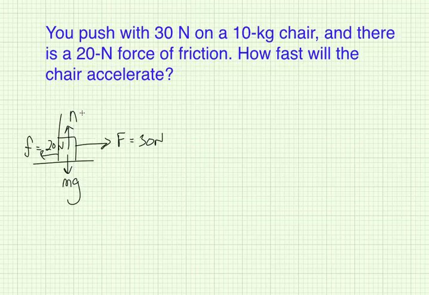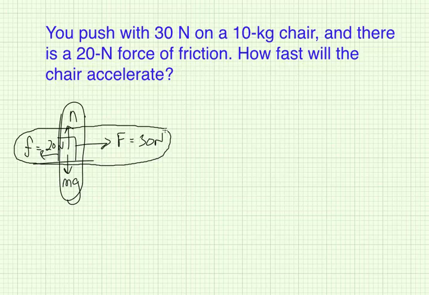Remember to isolate what's happening vertically and what's happening horizontally. Vertically, these two forces are balanced, meaning the normal equals mg. Horizontally, they are not balanced. The applied force does not equal the frictional force, meaning the chair is going to accelerate to the right, because 30 newtons is larger than 20 newtons.